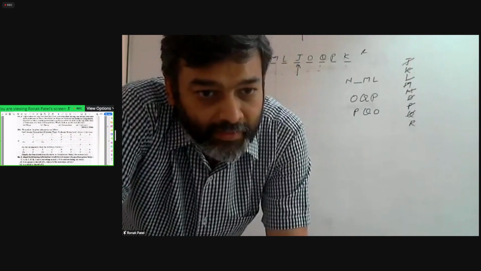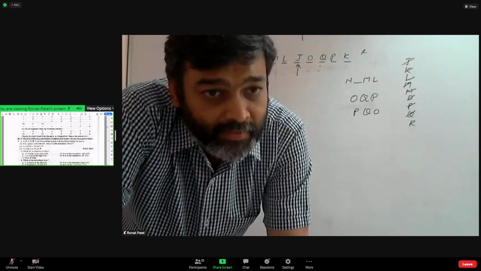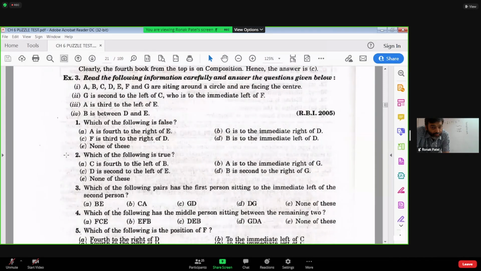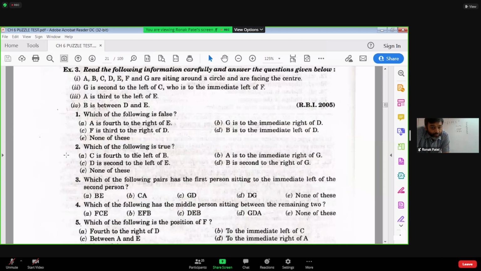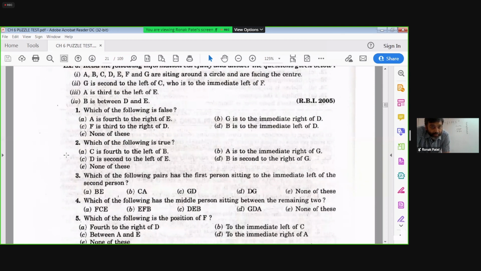One more type is there. Let me look at this one. Circular arrangement, question 3. I'm giving you time to try the questions.